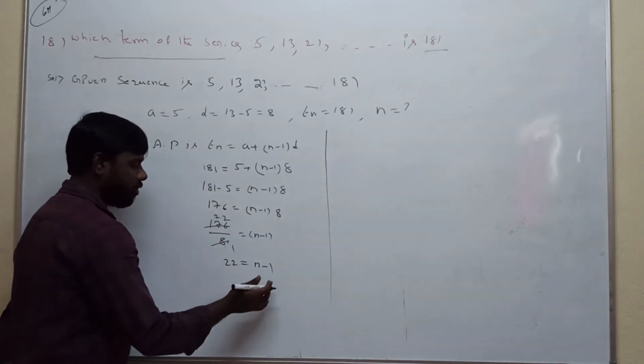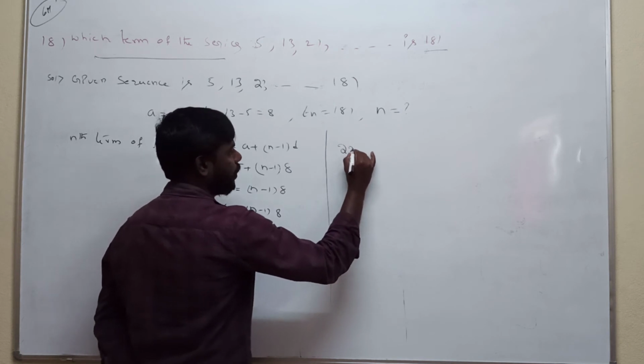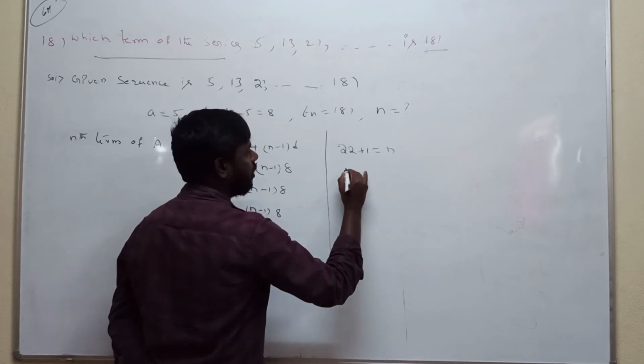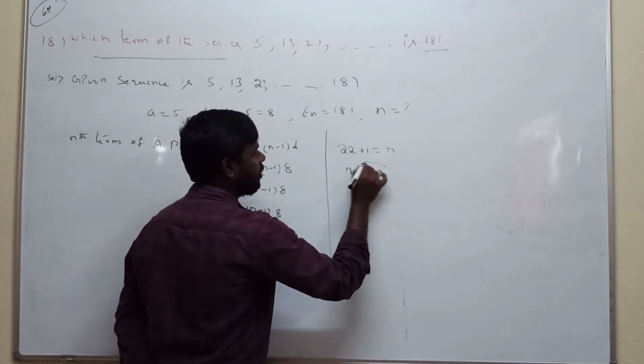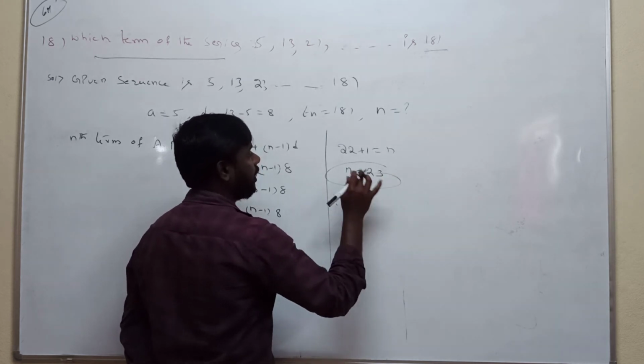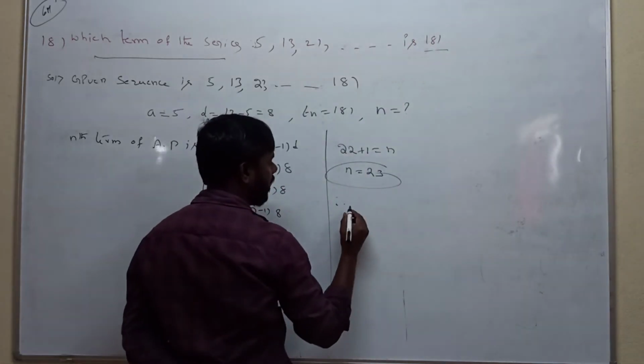Finally, we take the minus 1 to the other side: 22 plus 1 is equal to n. So n is equal to 23. So finally we got 23. So the 23rd term is 181.